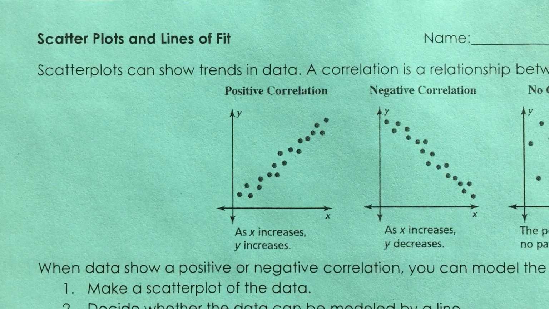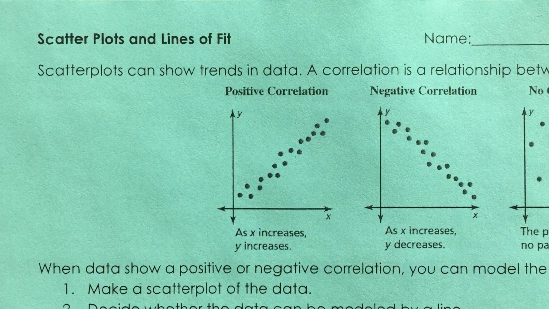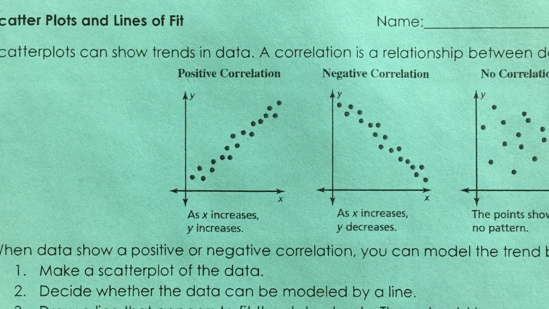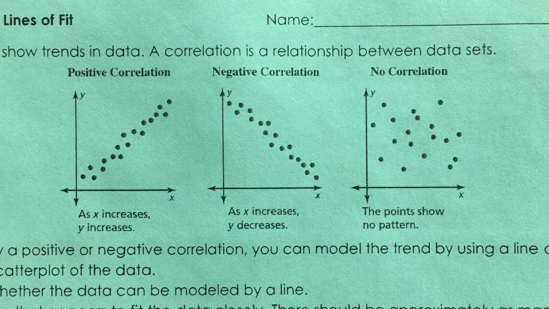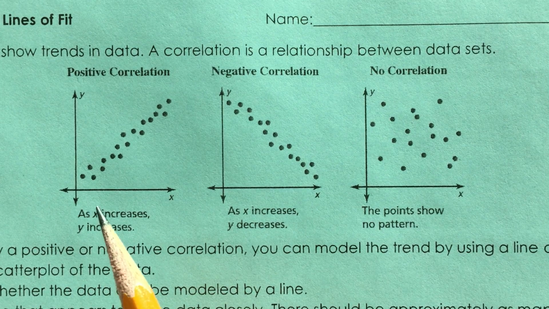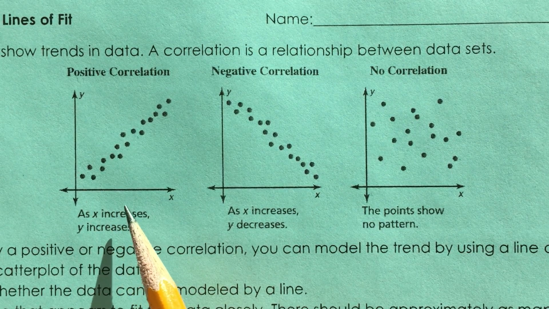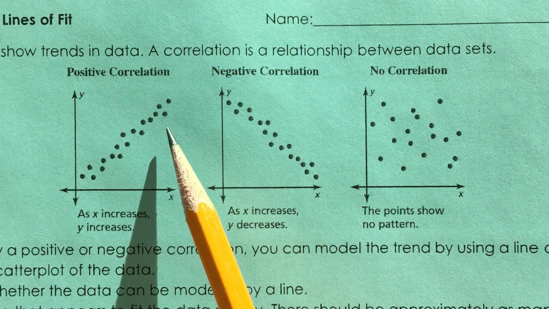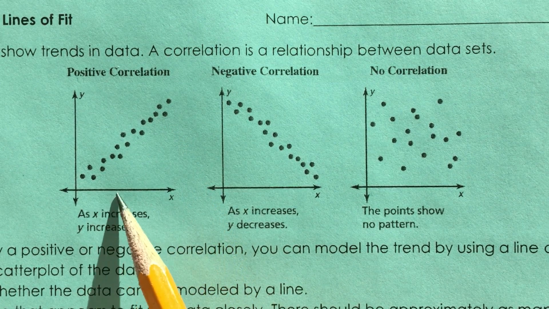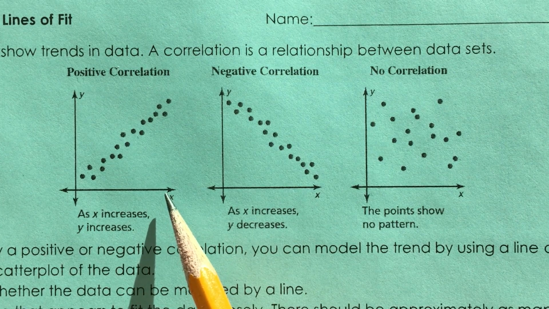Today's goal is to be able to create a scatter plot and line of fit. Scatter plots can show trends in data. A correlation is a relationship between data sets. If we plot x against y, and we see a shape looking like this, it means there's a positive correlation, or in other words, as x increases, so does y.